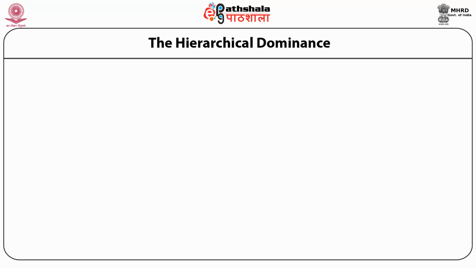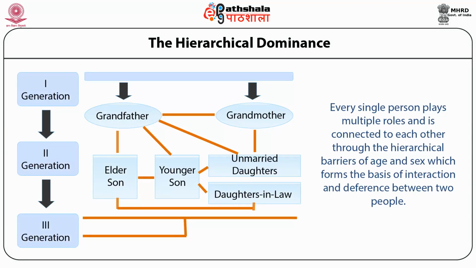A common hierarchical order based on sex and age in an Indian family can be demonstrated through the figure. You can see the figure wherein three generations are given: generation 1, generation 2, and generation 3. Every single person plays multiple roles and is connected to each other through the hierarchical barriers of age and sex, which form the basis of interaction and difference between two people.